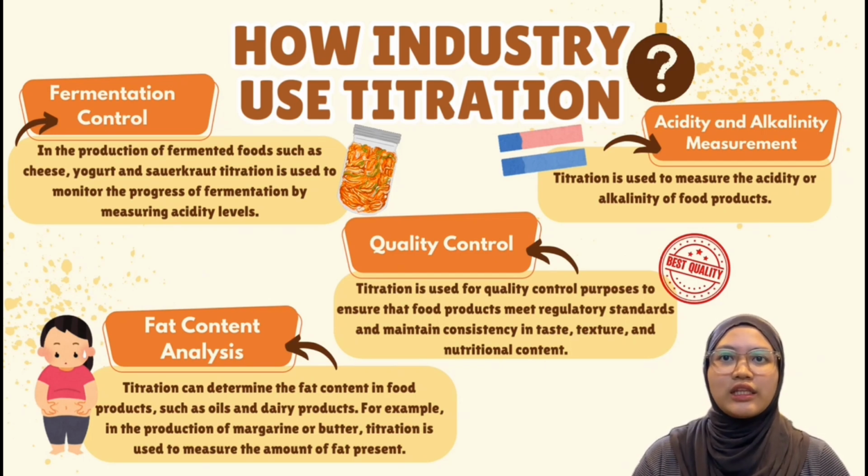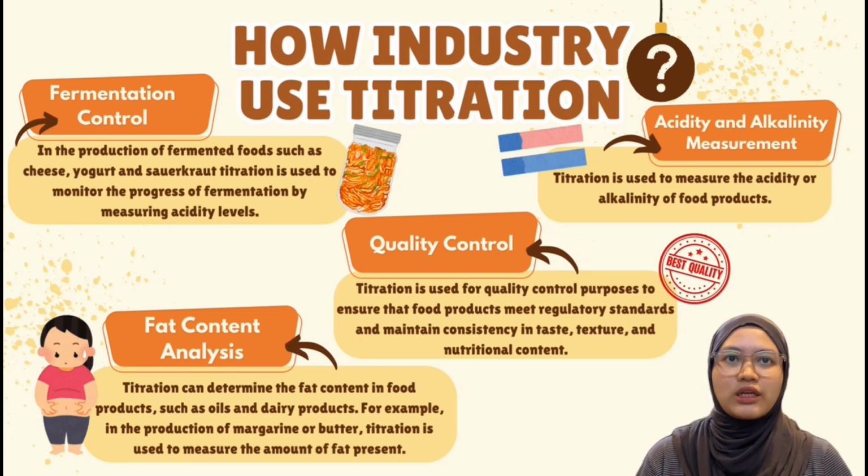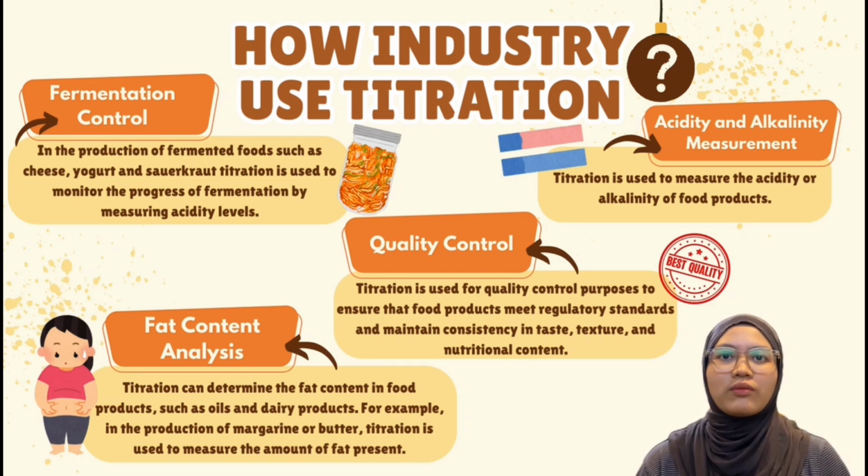Second, acidity and alkalinity measurement. Titration is used to measure the acidity or alkalinity of food products. For instance, in the production of beverage like wine, beer, and fruit juice, titration is used to monitor and control acidity levels, which is crucial for flavor balance and preservation.